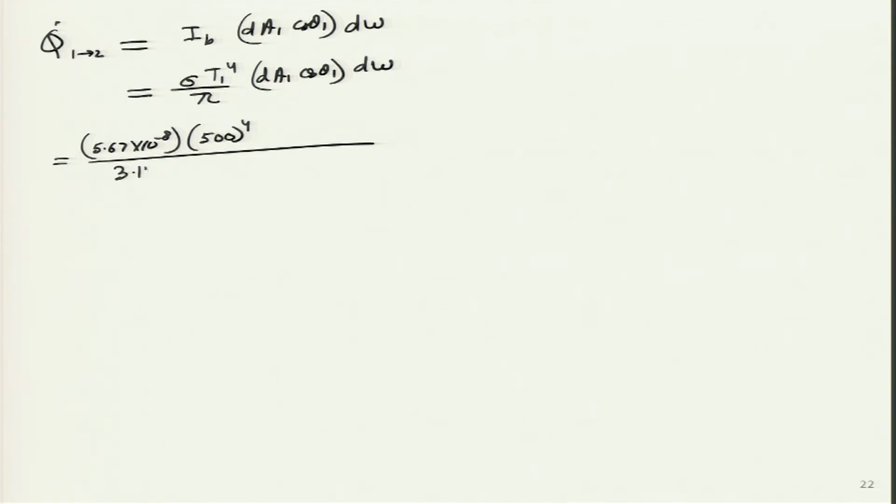Pi value is known to me, 3.14. What is dA1? I think it is 2 centimeter square. So, I will convert it into meter square, times cos theta 1. What was the value of theta 1? 30 degree. So, we have cos 30 degree over here, multiplied by d omega.